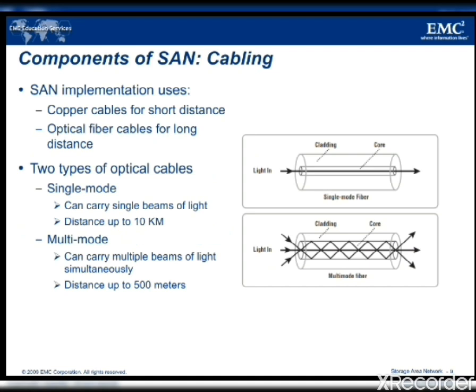Optical fibers carry data in the form of light, and this light is a laser light, not any other ordinary light. There are two types of optical cables available: single mode fiber and multi-mode fiber. Multi-mode fiber is generally termed MMF. It carries multiple beams of light projected at different angles.